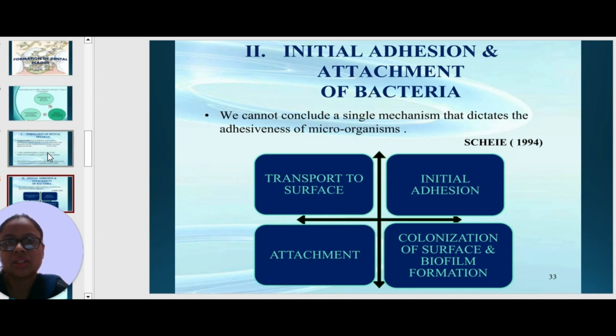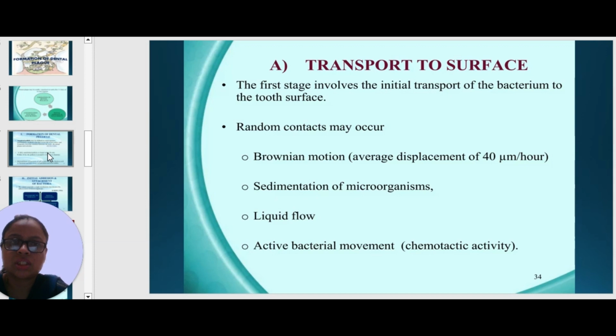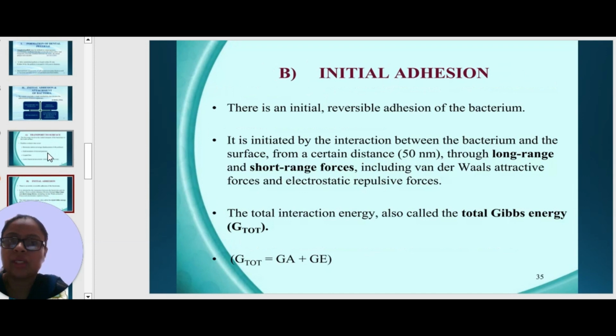Second is initial adhesion and attachment of bacteria, which is a step-by-step procedure. First is transport to the surface, then initial adhesion, then attachment, then colonization onto the surface, and last is biofilm formation, that is mature dental plaque in the oral cavity. The initial stage is transport to the surface. The initial transport of bacteria to the surface occurs by different forces, such as random contact by Brownian movement, sedimentation of microorganisms, liquid flow, or active bacterial movement. The bacteria at that stage are mostly gram-positive.